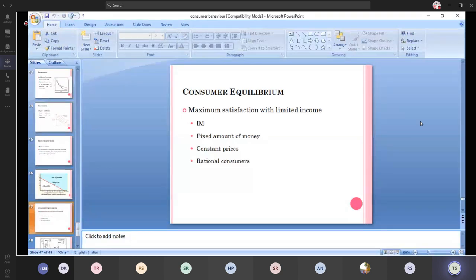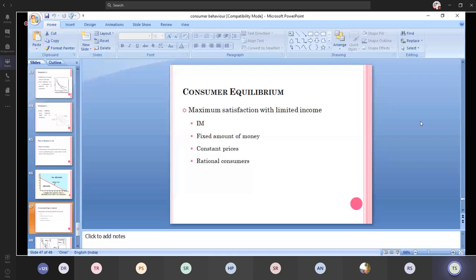And we have one more point, that is non-saturation. It's an assumption that the consumer doesn't attain the maximum satisfaction point. So always he is trying to attain the maximum satisfaction for this limited money income by buying those two commodities. These are the assumptions for this consumer equilibrium.